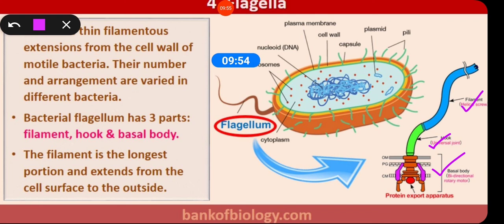The filament is the longest portion and extends from the cell surface to the outside. So this filament is the longest portion, which is made up of a protein called flagellin. As it is a flagella, it has a protein called flagellin. Then there is the hook in between, and the basal body, which is the most complex part of the flagellum, which is attached to the plasmalemma of the prokaryotes.